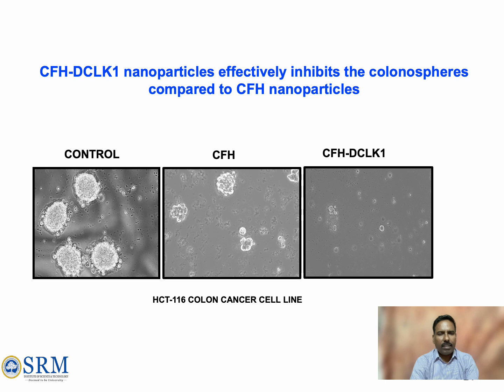When the CFA, chitosan folate aspirin, is treated, the size of the spheroids decreases. However, when you use CFA functionalized with DCLK1, it effectively inhibited the cancer stem cell population. So this could be a very good cancer stem cell targeted nanoparticle for treating cancer.